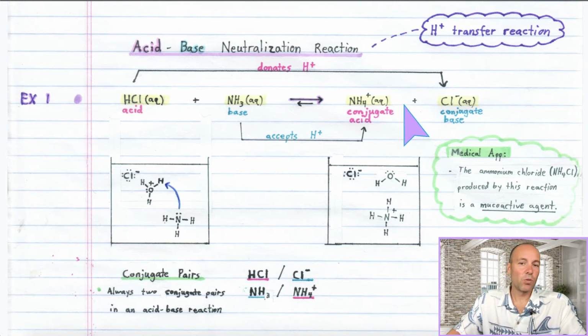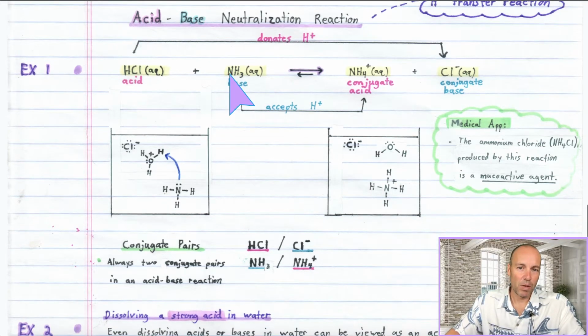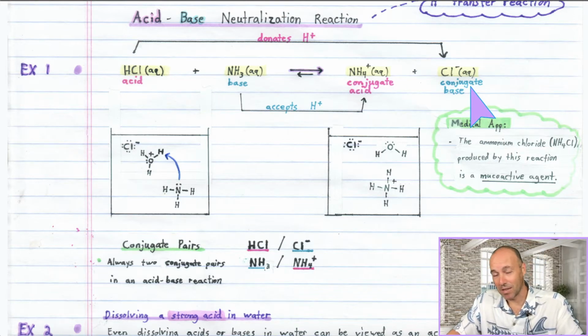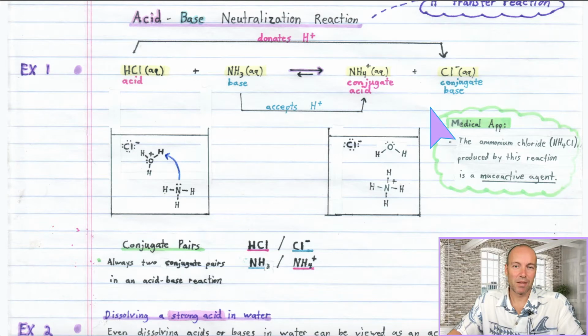There are always two conjugate pairs in an acid-base reaction. So the ammonia and the NH4+ are one pair. This is the basic form, and this is the acid form. And then the HCl and the Cl- are the other pair. The HCl is the acid form, and the Cl- is the base form. Technically, on the reactant side, they're called the acid and the base, and on the product side, the conjugate acid and the conjugate base. But I like to think of them as pairs.